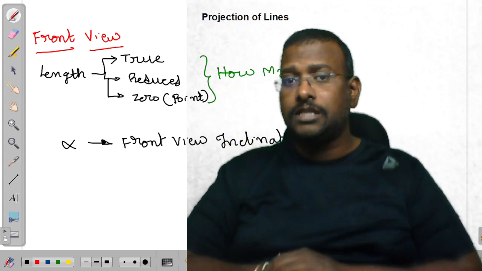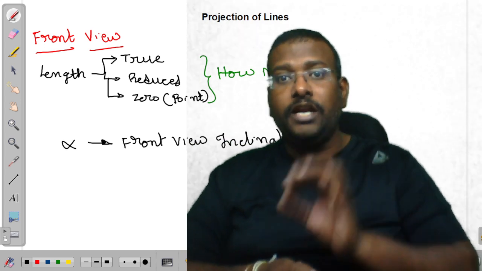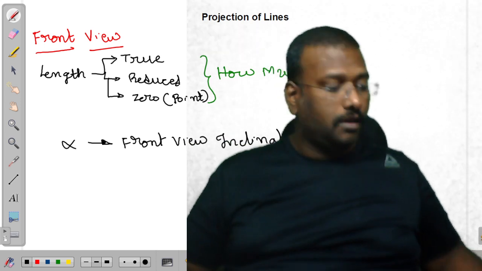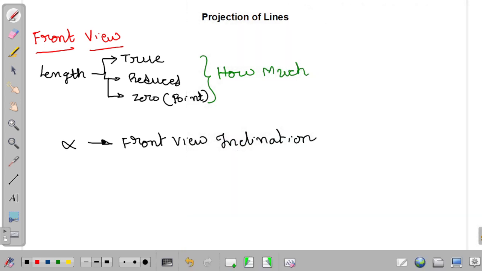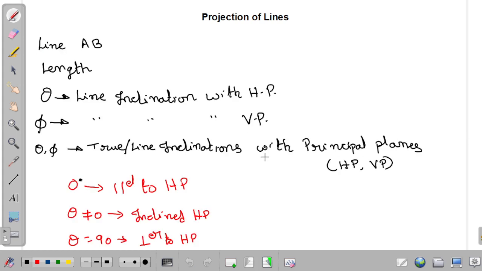So alpha, what is alpha? Front view inclination with, this is important, front view inclination with the XY line. This is most important, my dear friends. So view inclinations are always with XY, whereas line inclinations are with principal planes. Line inclination is always with a principal plane. These two you have to remember.